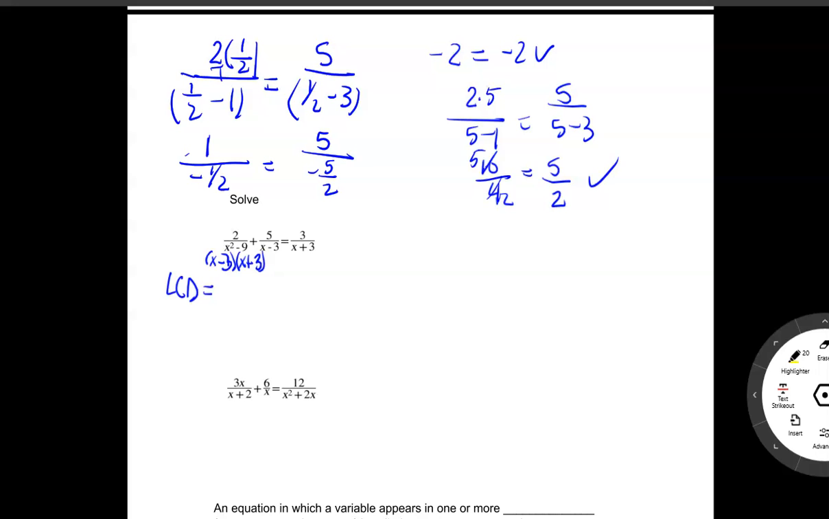Just like before, we look to make sure all of the factors are represented in our least common denominator. And there we have it.